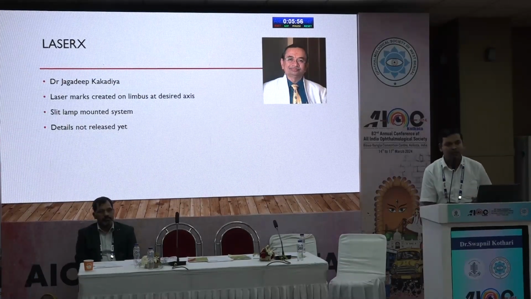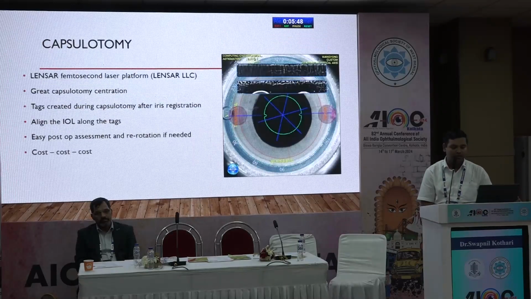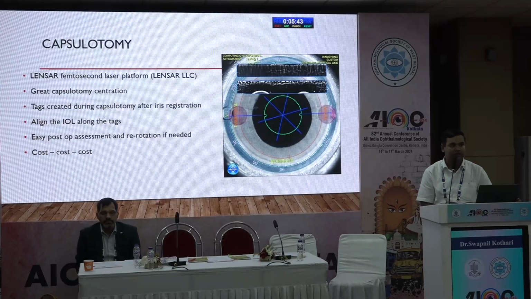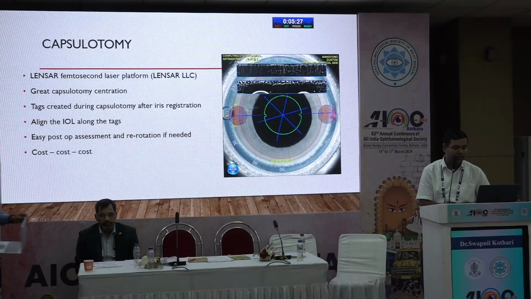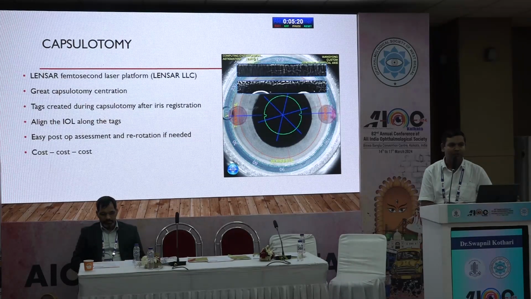Okay. There's another system in development by Dr. Jagdeep Kakadia. It is called LaserX, but the details of which are not available as of now. Then if you are the lucky one having access to a femtosecond machine, Lensar comes with a femtosecond laser platform in which the capsulotomy comes with these small tags. So these small tags are there forever. You just have to align your toric IOL to the tags, and these are created during the capsulotomy itself. So probably the easiest thing to use. But again, mainly the problem in India is cost.